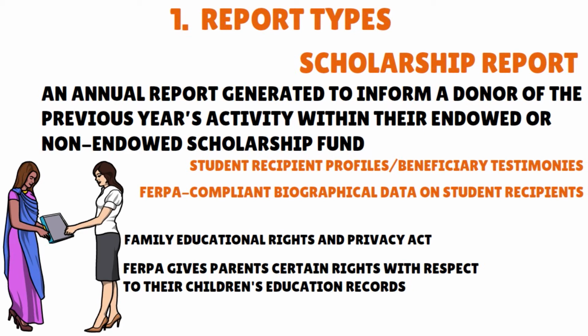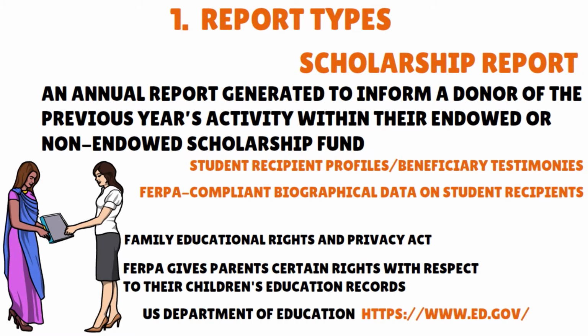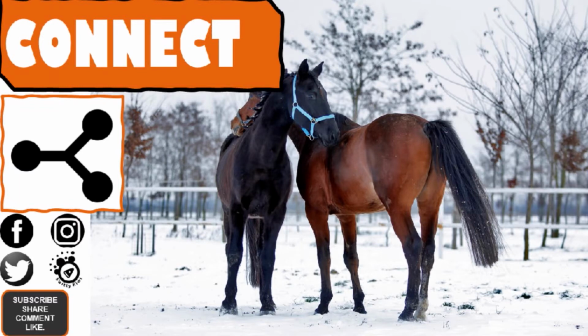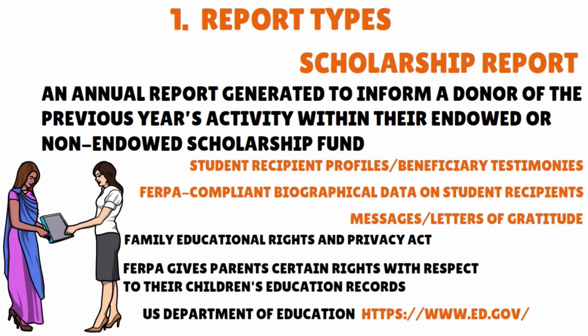And FERPA is overseen by the U.S. Department of Education. If you want to read more about FERPA, I would just advise you to go to www.ed.gov. That's the official website of the United States Department of Education, and you have all the info that you need there around FERPA. In a scholarship report, you can also find messages and letters of gratitude. You can have financial statements similar to what I've said earlier, and here a balance sheet. This is also known as the statement of financial position. You have income statement, also known as profit and loss statements, the cash flow statement, the statement of changes in equity.